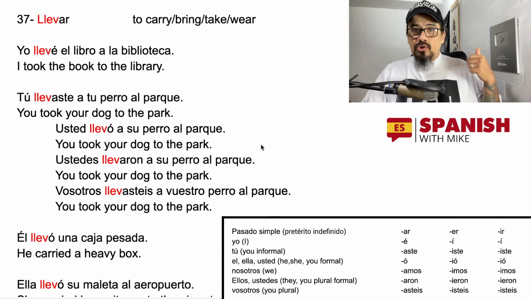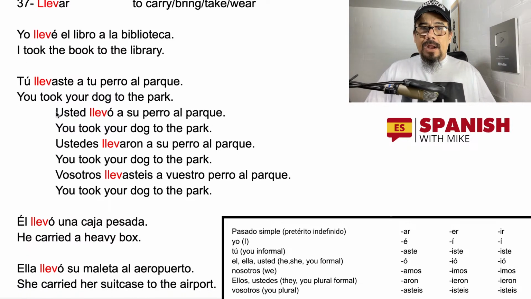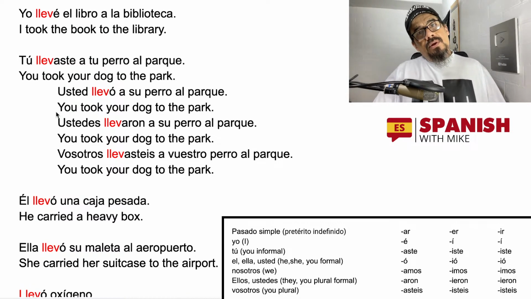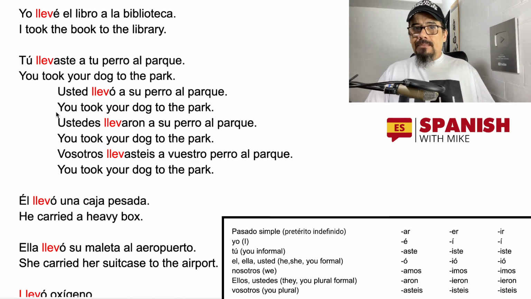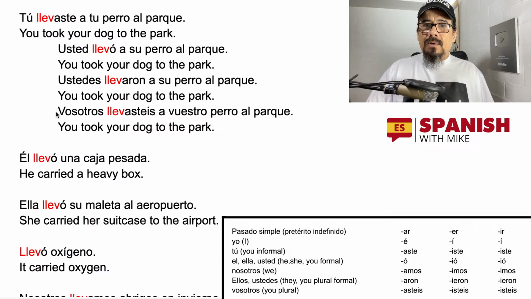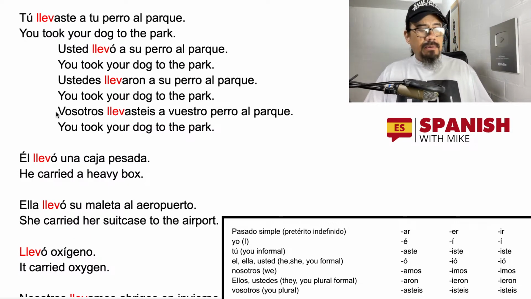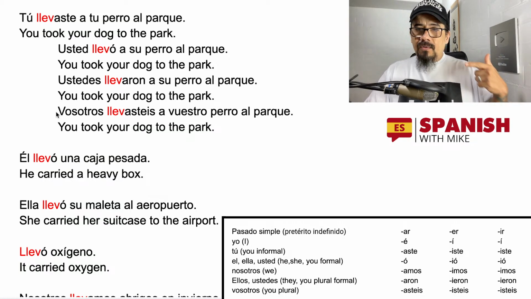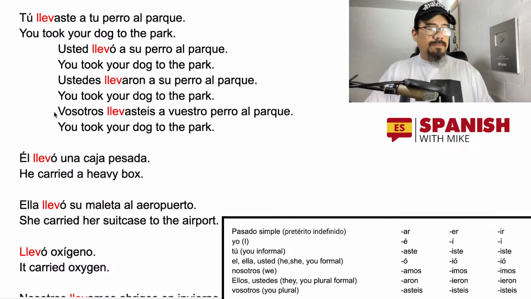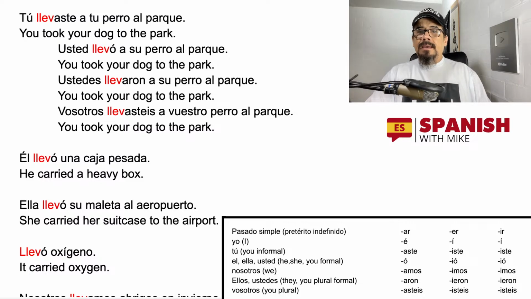Llevar, to carry, to bring, to take, or to wear. Yo llevé el libro a la biblioteca. I took the book to the library. Tú llevaste a tu perro al parque. You took your dog to the park. Singular, informal, close relationships. Usted llevó a su perro al parque. Singular, formal. Ustedes llevaron a su perro al parque. Plural. Vosotros llevasteis a vuestro perro al parque.